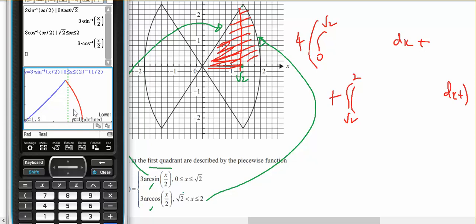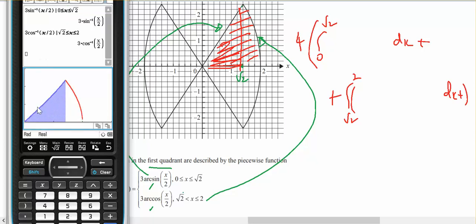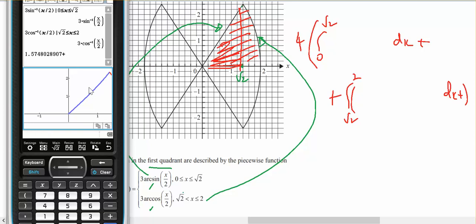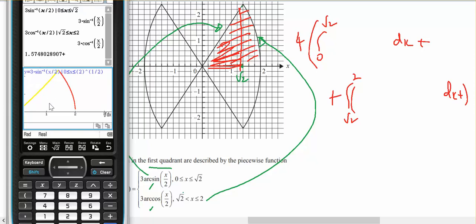So I'm looking for analysis G-solve integral under this curve, except that one. I'm looking for 0 through to root 2. And that area is going to be 1.57, since it's 1 decimal place. And then I'm looking for analysis G-solve integral, except the next one, yep.